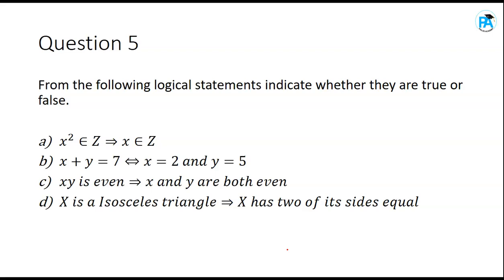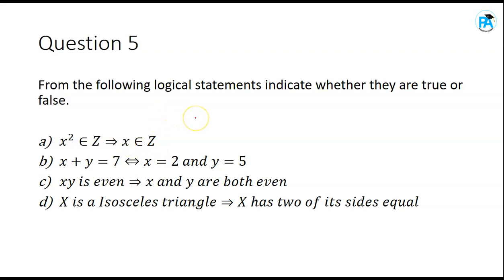Question 5 says, from the following logical statements, indicate whether they are true or false. A: x squared is a member of Z implies x is a member of Z. Now, this Z stands for integers. Z is a symbol for writing integers. So we are saying that if x squared is a member of Z, it implies that x is a member of Z. Let's try it and see.